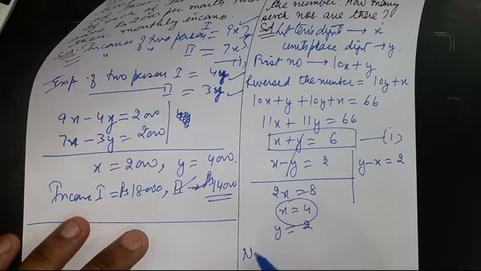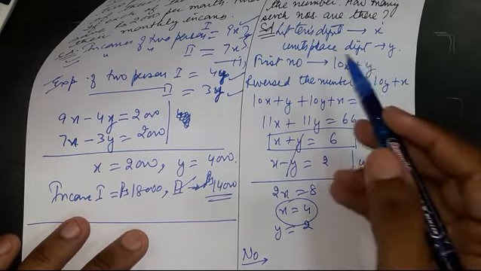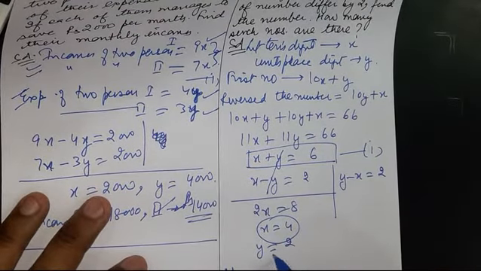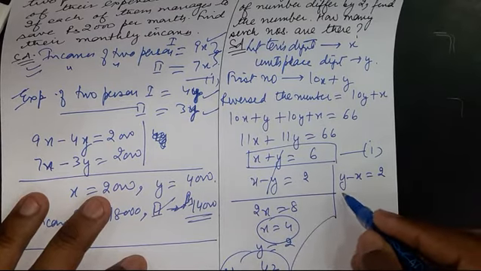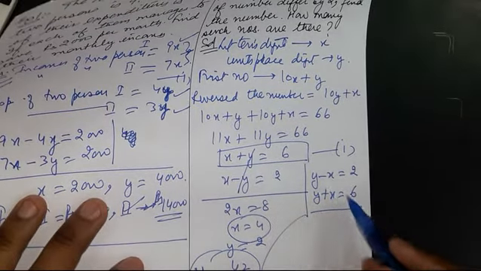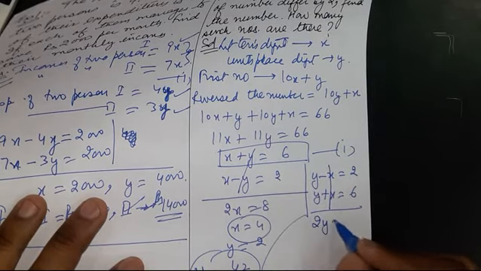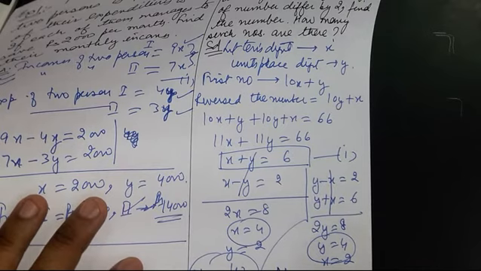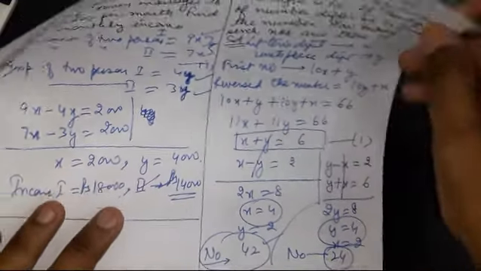So the number formed will be, what is y, what is x? Tens digit is x. So the number formed will obviously be 42. Similarly, here it will be like this. Because x plus y is equal to 6, and y minus x equal to 2, the second option, you cancel out x, 2y is equal to 8, y is equal to 4 again. So x is equal to 2. If this is the case, then the number formed is 24. So you get both the numbers here, 42 and 24.